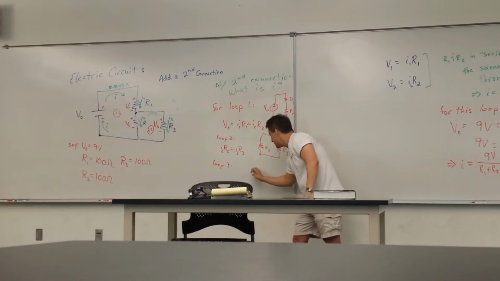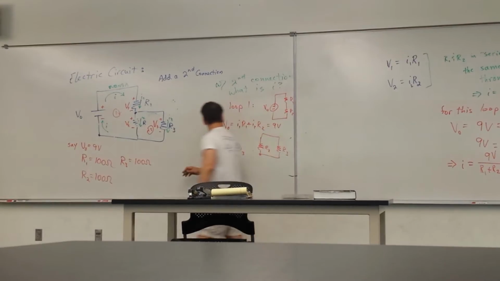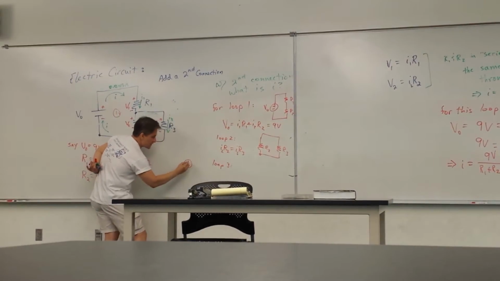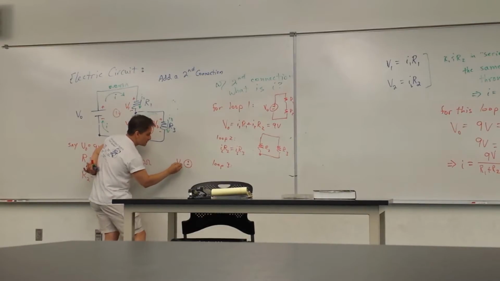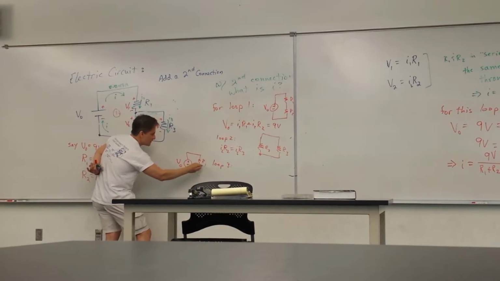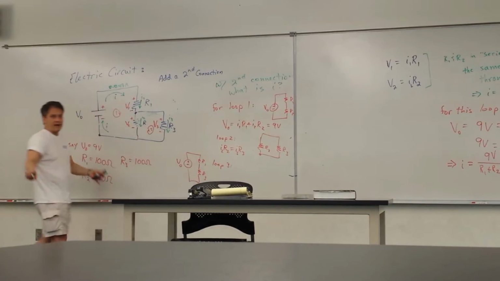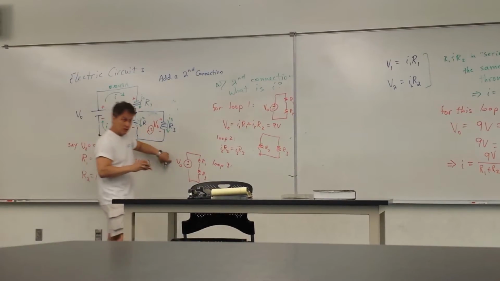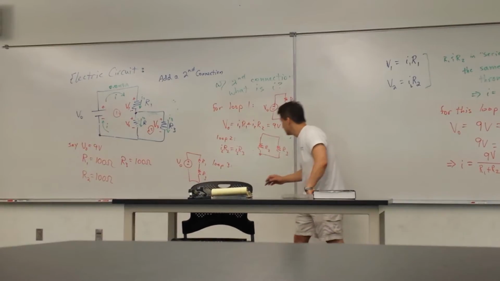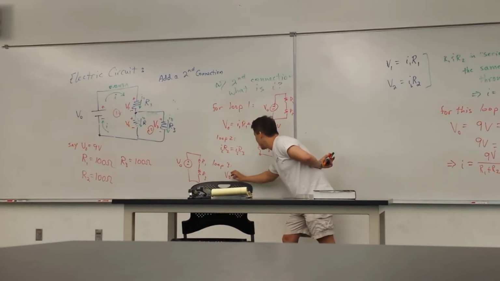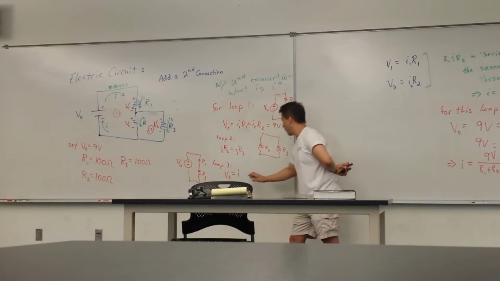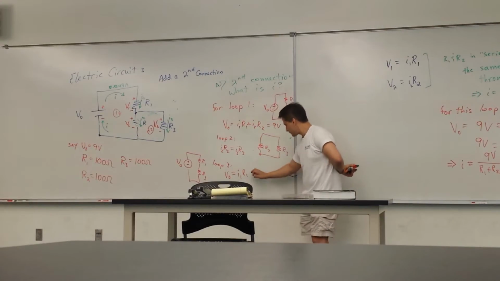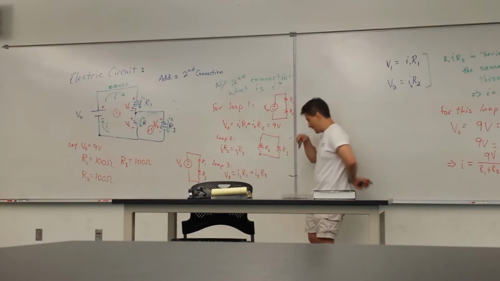This third loop then would be, over here. This third loop would be this 9 volts going through R1, but also going through now, instead of R2, R3. Whichever path, I can just take a different one, I can define another loop. For this loop, V naught, there's your 9 volts, should be equal to I1 R1 plus I3 R3.